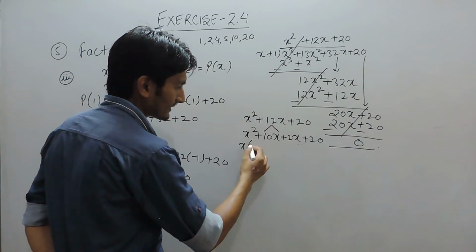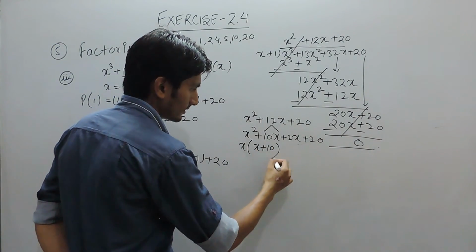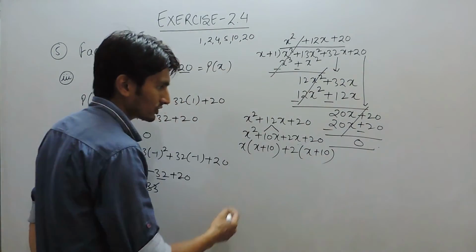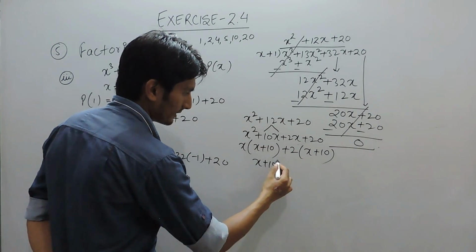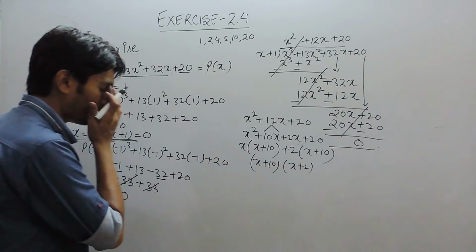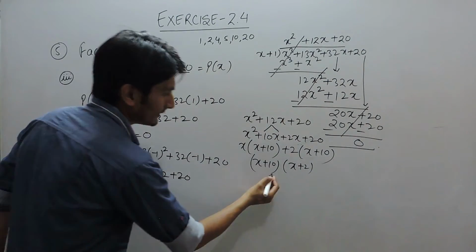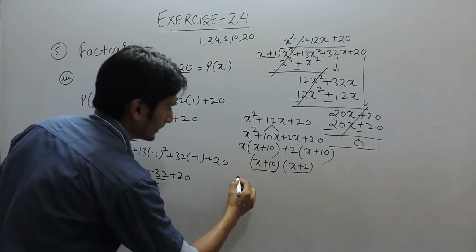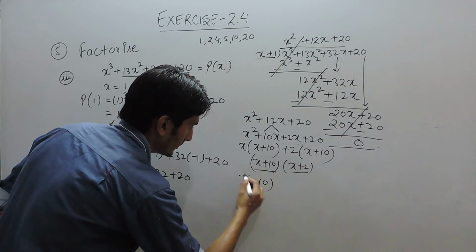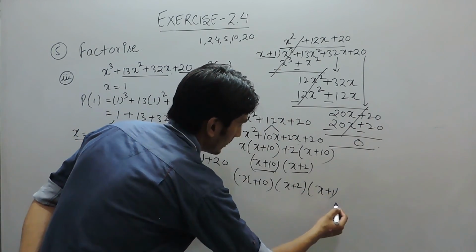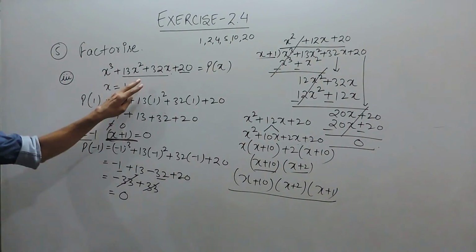So taking x as common from the first two terms, and taking 2 as common from the last two, this will remain. Now x plus 10 can be taken common, so x plus 2 will remain inside the bracket. So obviously these two and this are the factors of this polynomial. So x plus 10 into x plus 2 into x plus 1 are the factors of this polynomial.